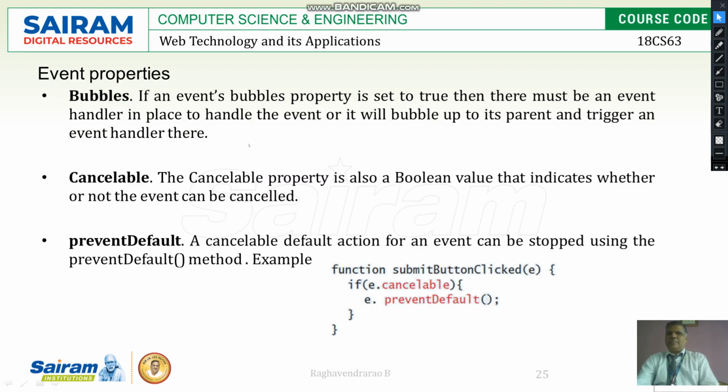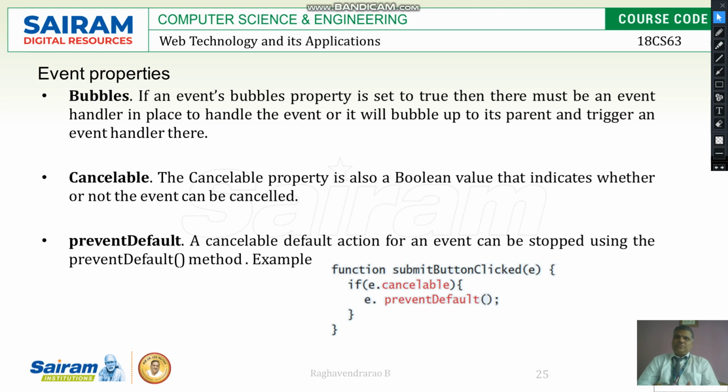So many properties are there, event properties: bubbles, cancelable, and prevent default. Okay, so bubbles is nothing but if any event is going to happen, more than one operation gets performed over there. If the event's bubbles property is set to true, then there must be an event handler in place to handle that particular event, or otherwise it goes to the upper part. Bubble up to its parent and triggers an event handler there. So if you directly trigger it, whatever it has been asked, that is okay. If it is not, it goes to the upper side, and there it is going to trigger.